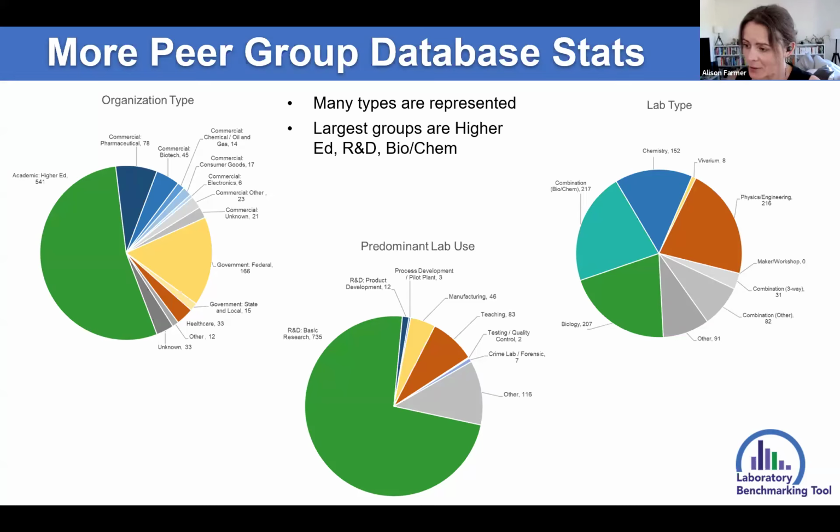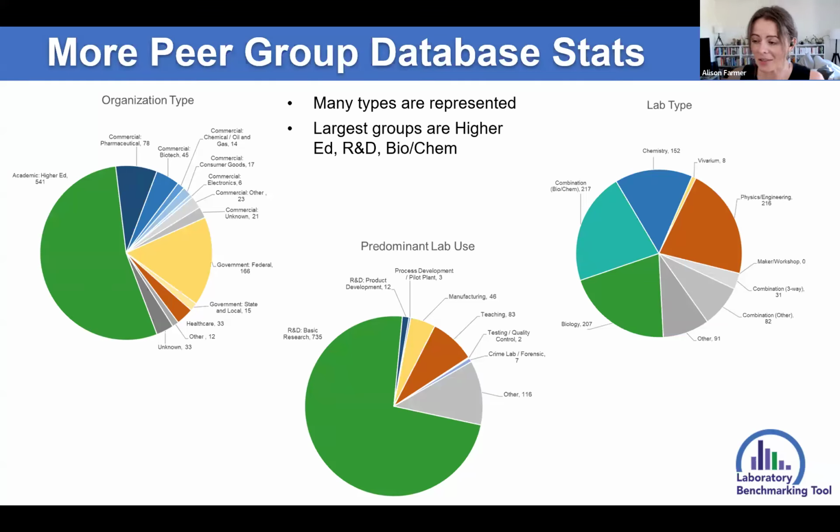R&D is the largest use of lab buildings that we have. It's about 2/3 to 3/4 of the buildings in the database are R&D buildings, but we also have teaching and manufacturing buildings represented. And then in terms of lab type, in terms of the type of research that's conducted in the facilities, we have the largest proportion of chemistry and biology facilities. They account for a little over half. And then we have a good chunk of physics and engineering as well, and then a few other combinations and a small slice of vivarium facilities as well.